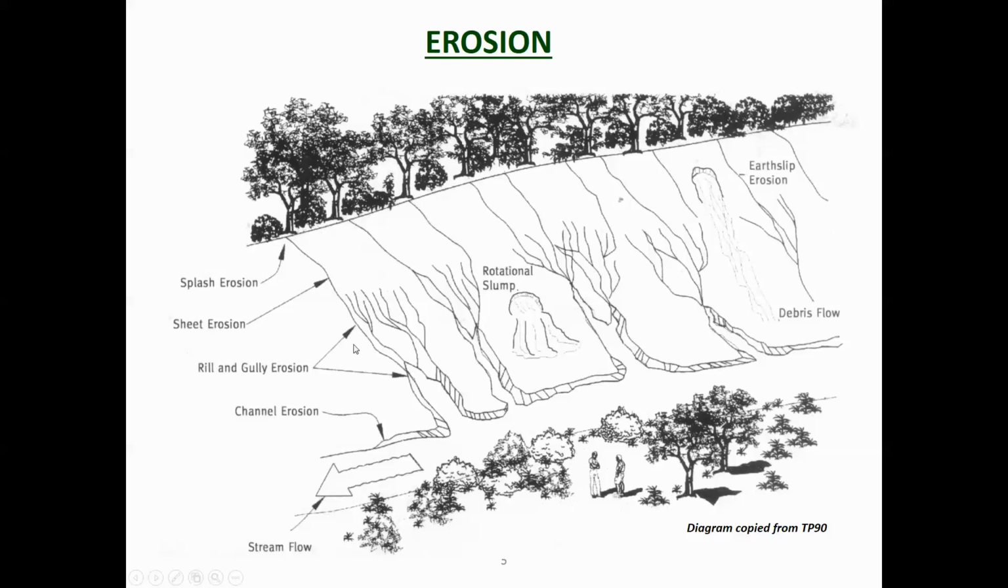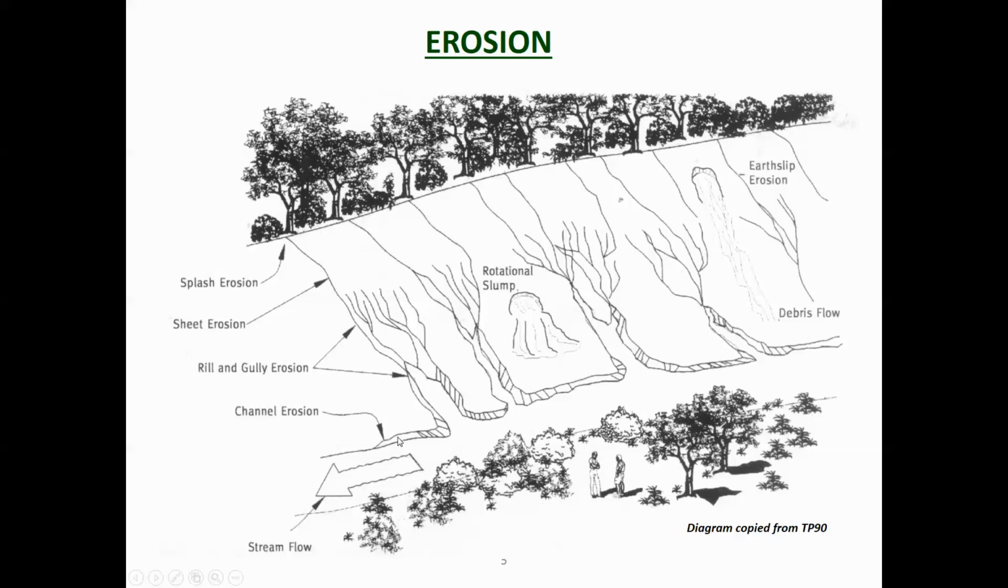Then it comes together into little channels, rills and gullies, and they concentrate the water flow and they concentrate the force. So the erosion in those little rills and gullies is more, because there's more force to dislodge the soil particles. And then they all come together into a gully, a stream, and they get into the stream.